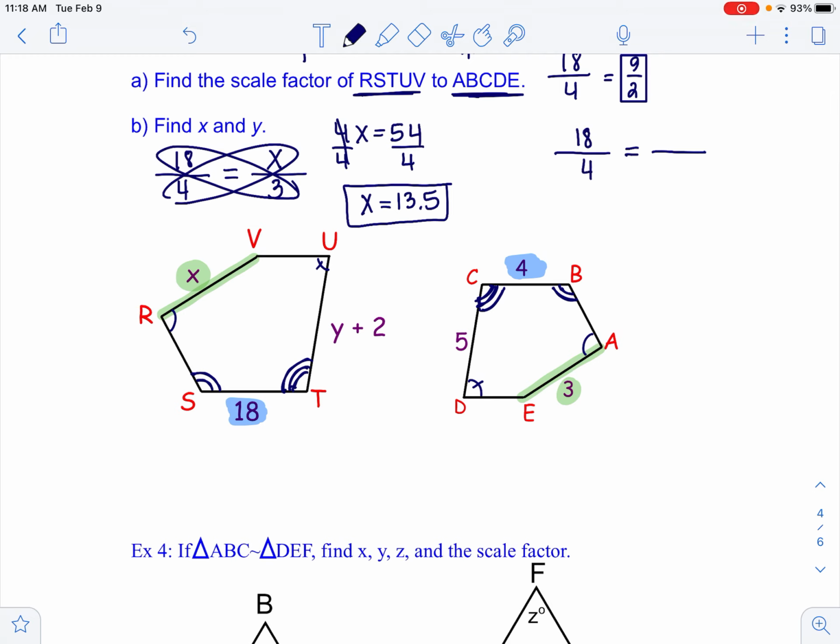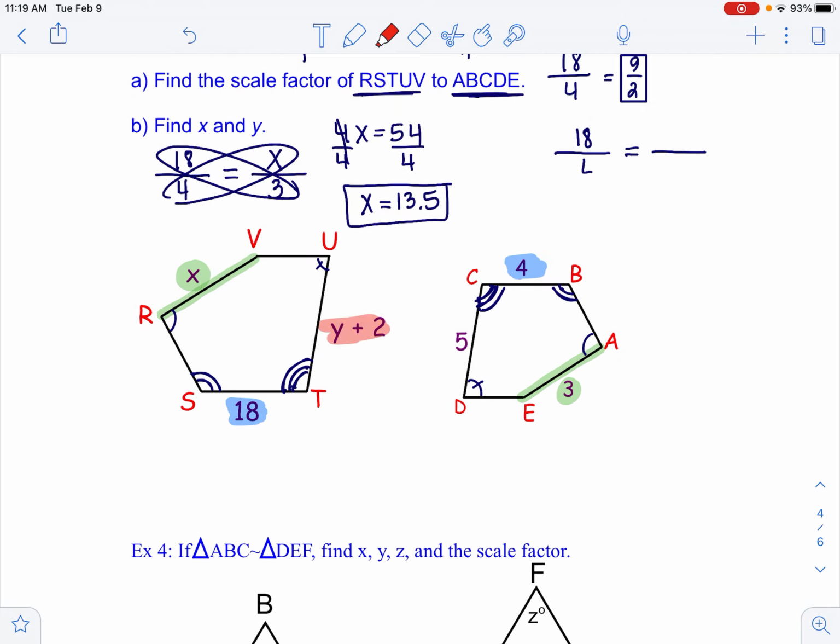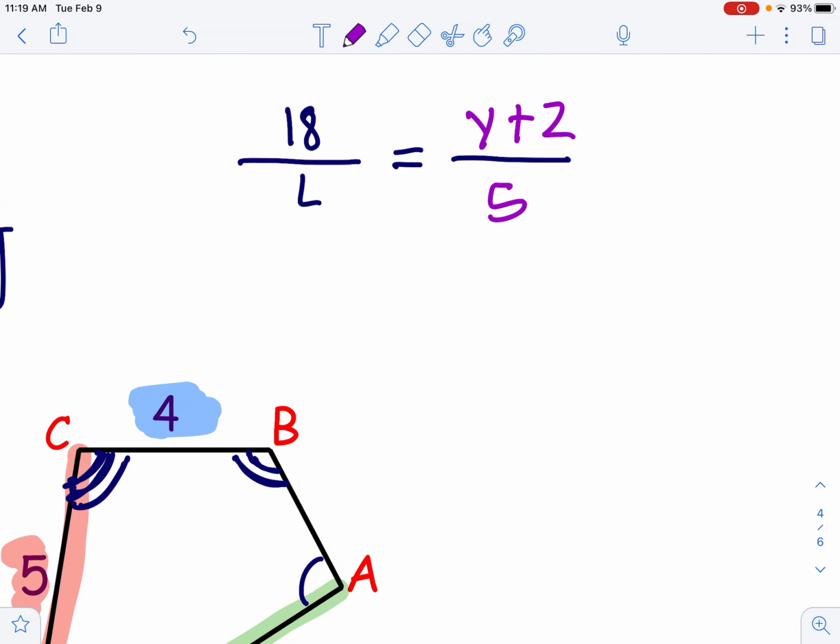I'm going to use that 18 over 4 again. People always ask, can you use 9 over 2? Yes, you can. It's the same thing as 18 over 4. And now I'm going to put y in here. So remember, polygon on the left over polygon on the right. Everything in the numerator has to be from the polygon on the left. So next I'll use this y plus 2, which is in between this fancy tick mark and 3. So fancy tick mark and 3 is this right here over 5. So please don't put 5 over y plus 2. It's y plus 2 over 5 because it's on the left over on the right.